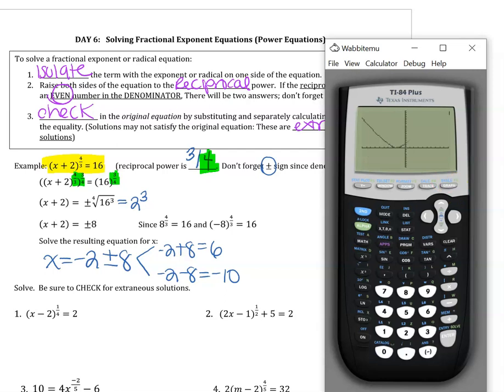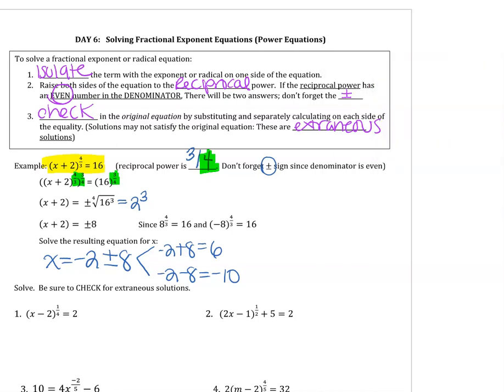All right, so x plus 2 to the 4/3. Here comes y equals 16. So I should then end up seeing intersections at -10 and 6. And I do, and I can confirm that in my table. If I go to -10, there's your repeated y value. Go to 6, there's my repeated y value. So that's the idea here, guys, okay?